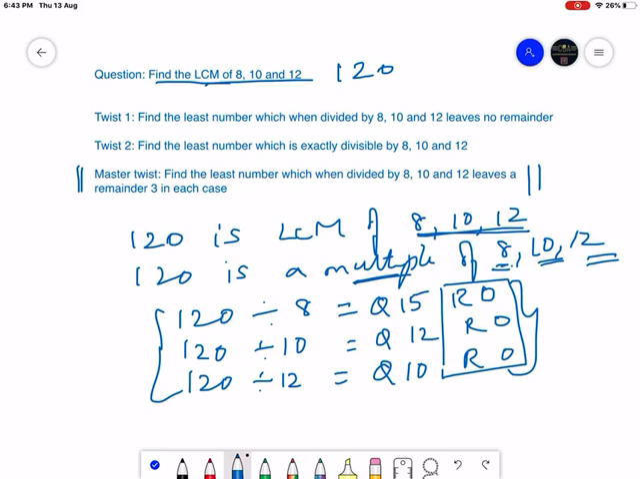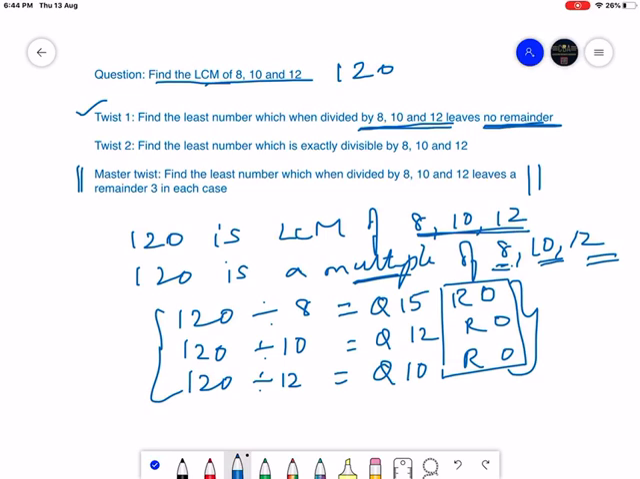Everyone agree with me that it gives you remainder 0? Right. So now let us go to our twist 1. Let's read what twist 1 says. Find the least number which when divided by 8, 10 and 12 leaves no remainder. Correct? So no remainder. So which is the number?